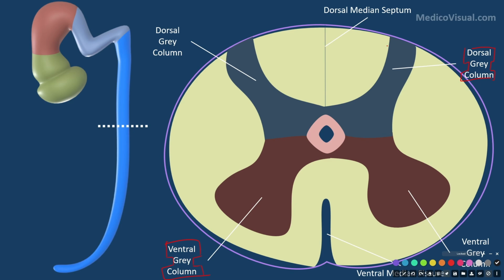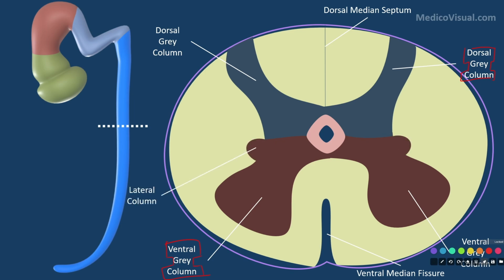Now this dorsal gray column is associated with the sensory component. It receives the sensation from your body, and the ventral gray column actually gives the motor information towards the muscles and other components. And then we have formation of ventral median fissure here, and this dorsal median septum at the dorsal side. Now in the region of the thoracic and upper lumbar region, we also have the lateral column. So lateral column is associated with the autonomic nervous system. We will not go into details in this lecture. We have already discussed these things in another lecture that I will put the link in description.